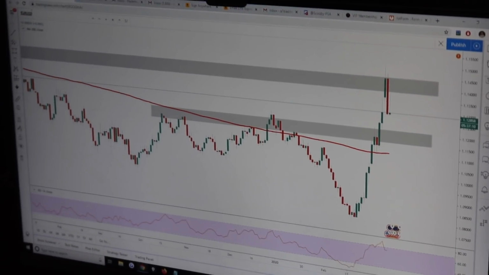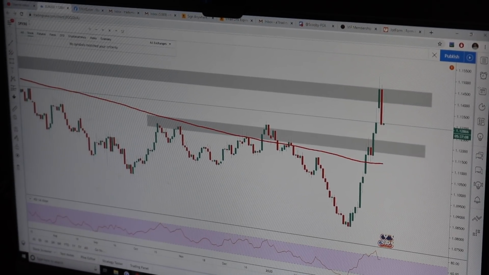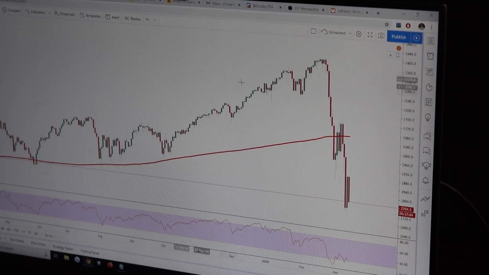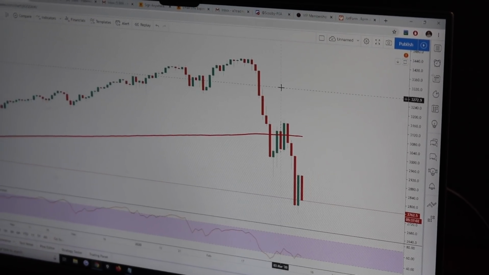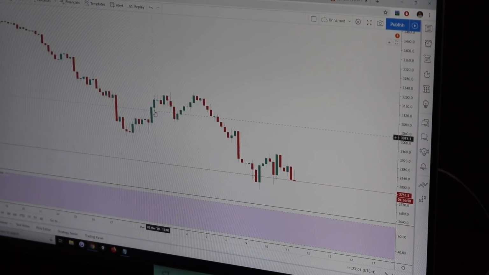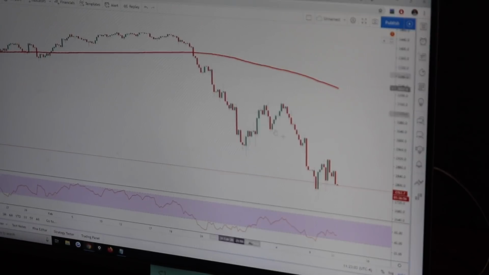Now, I also want to talk a little bit about the SPX 500. This is the S&P. We see this market going crazy as well. We see a lot of sell pressure right now in the US stock market. You can see even if we take it to the 4-hour chart, we see a lot of volatility here as the markets are selling off.